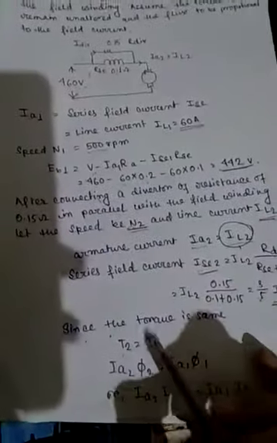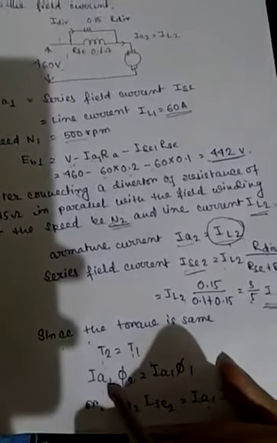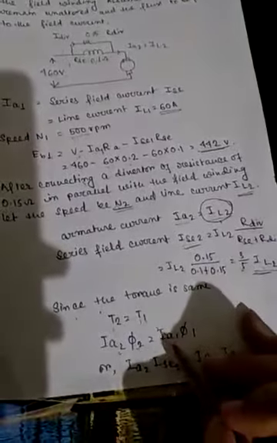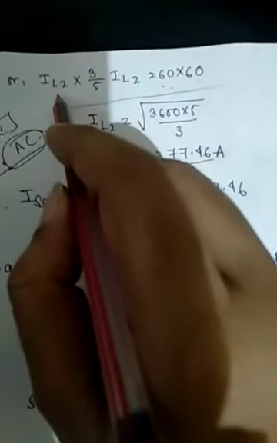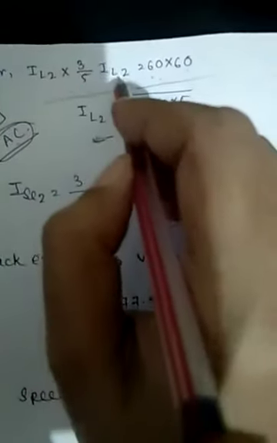Since, as per the problem, the torque remains the same for the first and second case, the torque is IA2 phi 2 for the second case and IA1 phi 1 for the first case. Again, flux is proportional to the field current. So IA2 ISC2 should equal IA1 ISC1. So now that is IL2 into 3/5 of IL2.